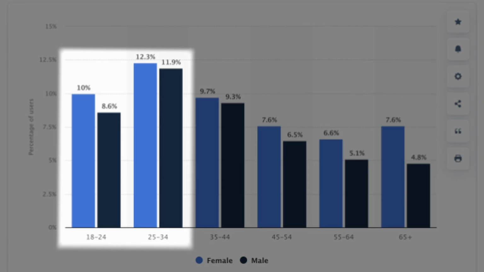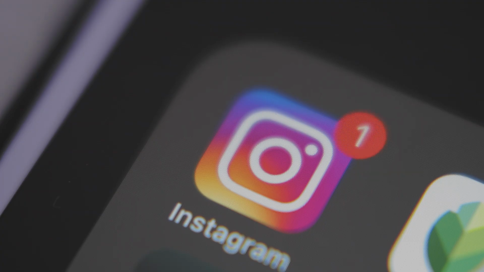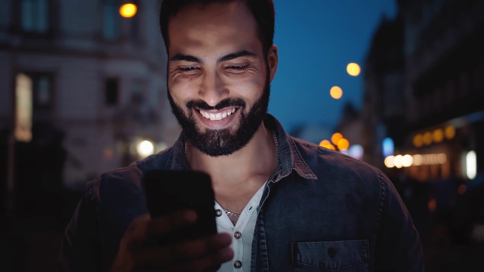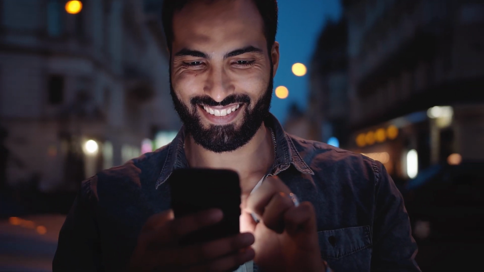The largest age groups on Facebook are between 18 and 44. This suggests that marketing efforts should focus on this range to effectively reach the majority of users. For younger demographics, many of you might prefer Instagram over Facebook. Instagram tends to attract a younger audience, but older users are also becoming more active on the platform.